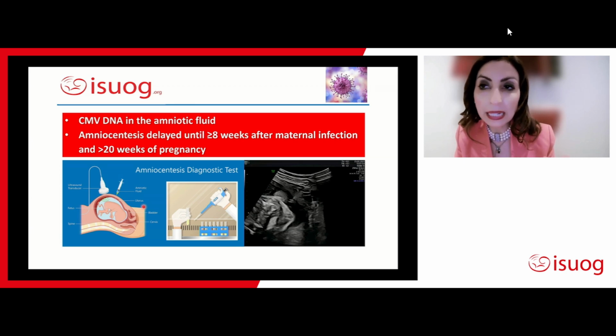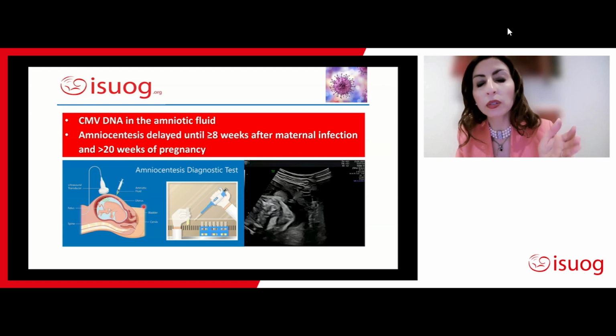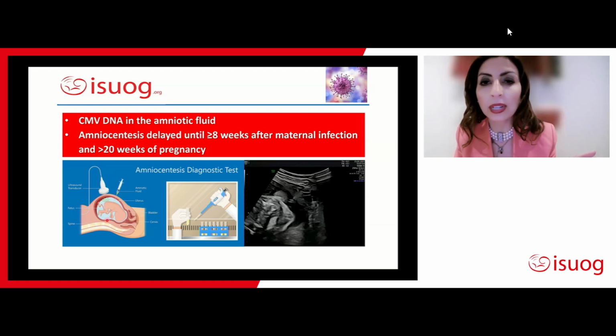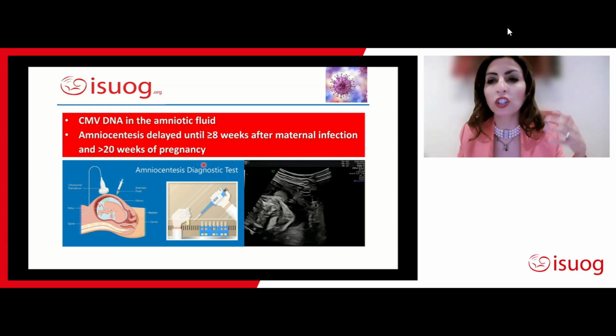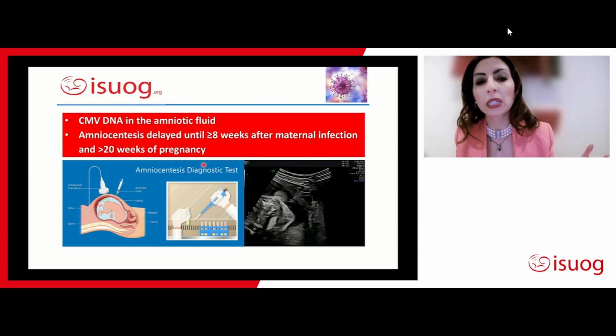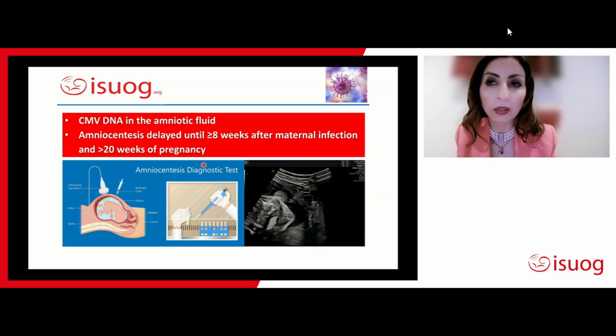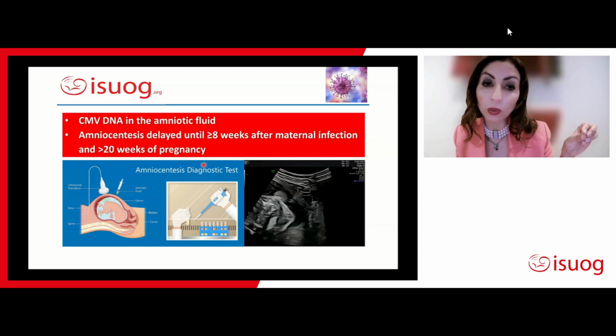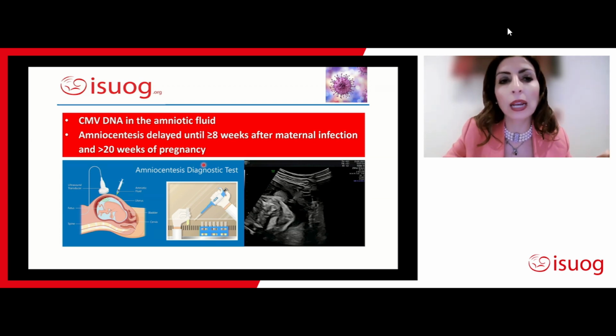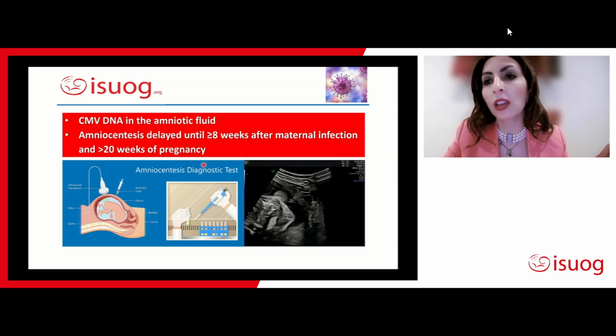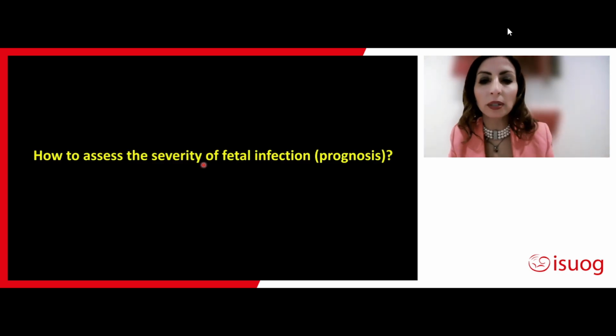I think the key thing is really to make sure that you time the amniocentesis correctly in order to avoid false negative results. So often we will ideally have an 8 week interval between the maternal infection and the amniocentesis, ideally beyond 20 weeks, but certainly we can sometimes do it earlier. And there are some reports of even testing the CVS or the trophoblast in the first trimester for CMV to allow us to have an early first trimester diagnosis.